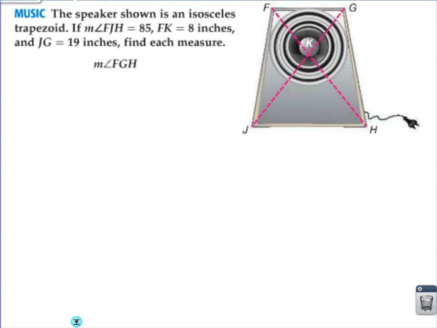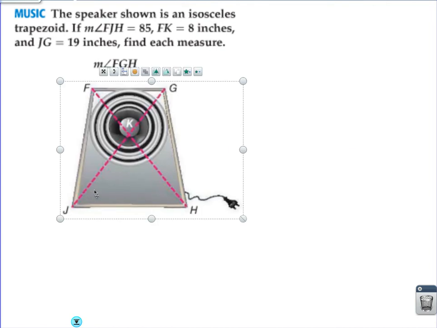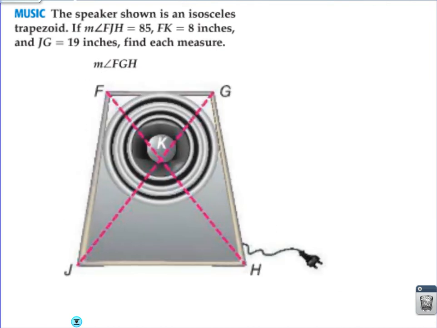Here we go. Nearly done. The speaker shown is an isosceles trapezoid. So you have a speaker that's in the shape of an isosceles trapezoid. If the measure of JGH, which would be this one, is 85 degrees. FK is 8. FK, that's the distance from here to here. There's K. That's 8. JG is 19. The whole thing is 19. It says find the measure of angle FGH.